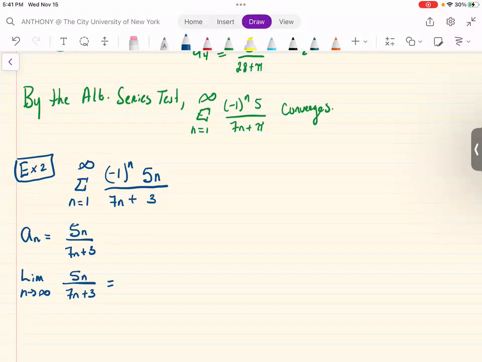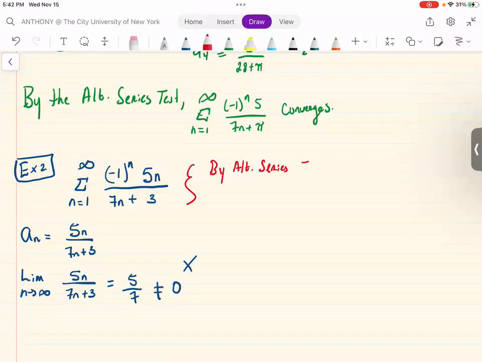This will be 5 over 7. So since 5 over 7 is not equal to 0, then the first condition in terms of the limit doesn't hold. So this series will diverge, right? So by the alternating series tests, our series diverges.